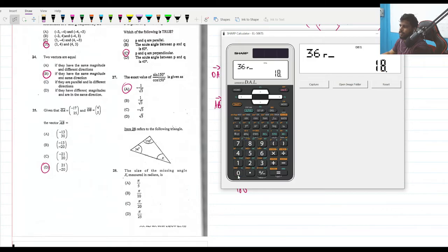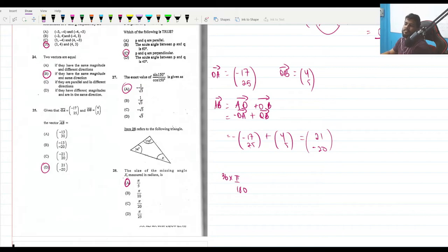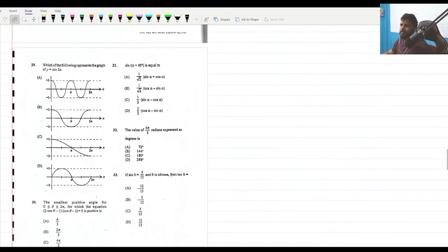36 over 180 is 1 over 5. 1 over 5 multiplied by pi is pi over 5. Which of the following represents the graph of y is equal to sine 2x?